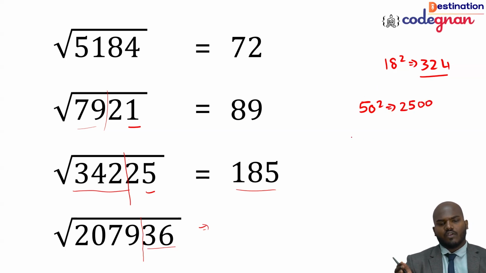2500. Then it will be between the 40 square and 50 square only. I'm just going to check. The 40 square is equal to what? That is 1600. Okay, so then I'll check with the 45 square.